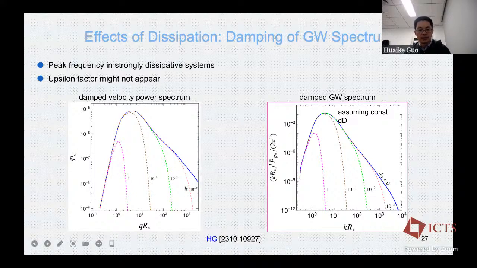Here is the result for the velocity power spectrum. The blue one is without dissipation, and the dashed ones are with dissipation effects of different magnitudes. You can see the spectrum is first damped at higher frequencies, and of course, if this effect is very strong, it can even shift the peak frequency to lower values. With this velocity power spectrum, we can then go ahead and calculate the gravitational power spectrum. You have a similar phenomenon: a damping of the spectrum starting at higher frequencies.